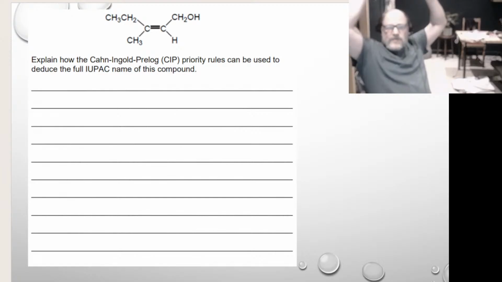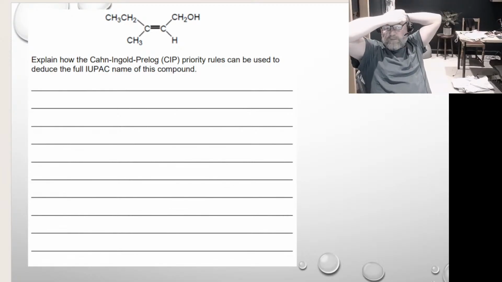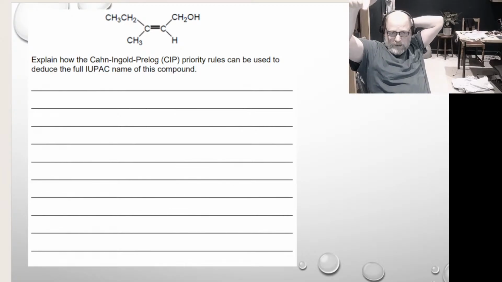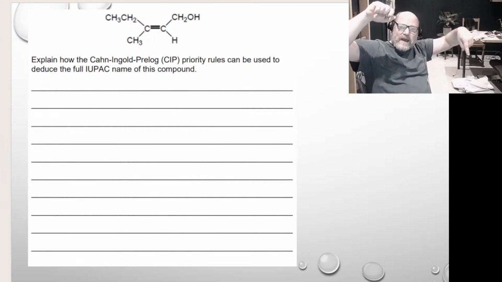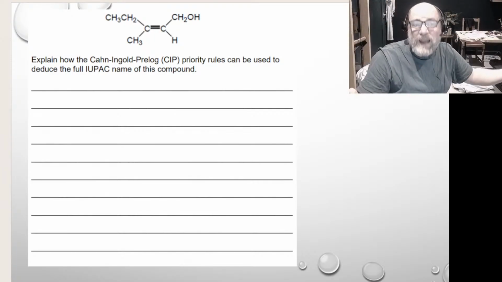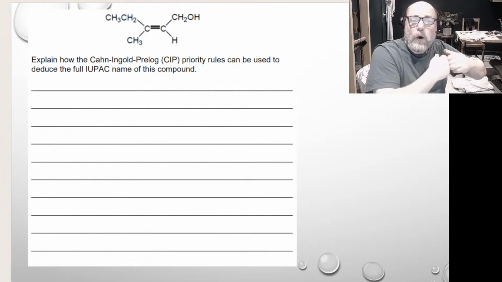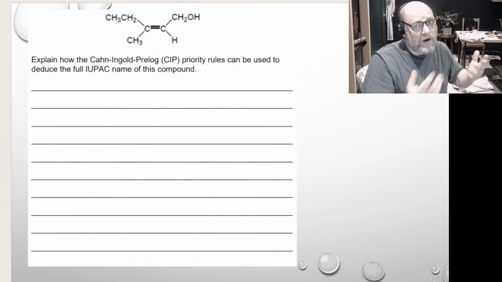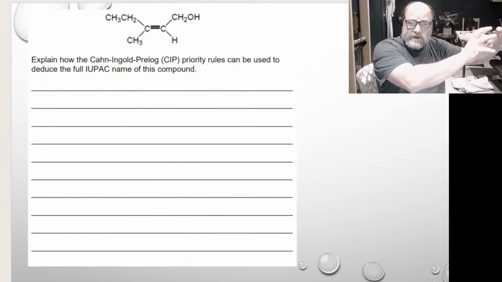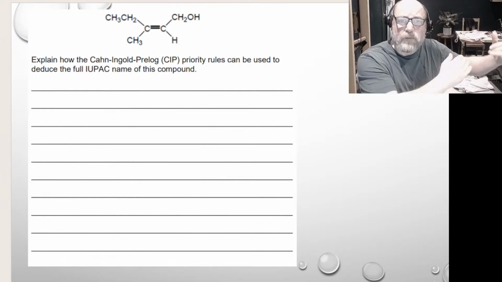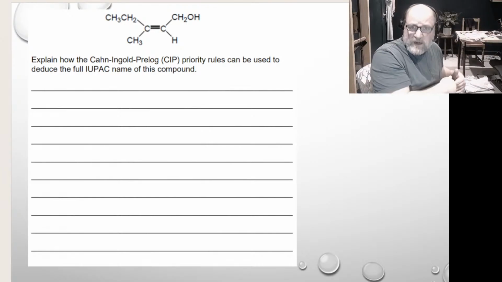That's a really good point, does the length of the carbon chain matter? You just check the next atom, and so in which case the longer the carbon chain as a side group, the higher the priority. So an ethyl or a propyl group will have higher priority over a methyl group, and a propyl will be higher priority over an ethyl.